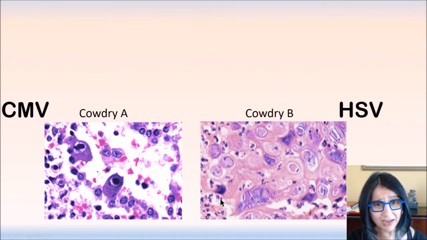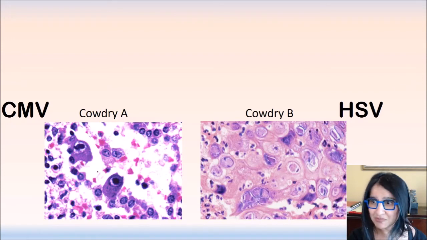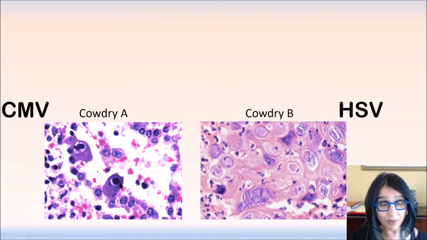So I said I would talk about Cowdry A and Cowdry B. I've never really cared for these terms, but you might see them, so I'll explain what they are. In Cowdry A, like cytomegalovirus is the classic example, you actually have a little space between the inclusion and the nuclear membrane. So you can see a little bit of a ring around the inclusion before you actually see the nuclear membrane. In Cowdry B, the inclusion goes all the way to the nuclear membrane. So that's the difference between these two.